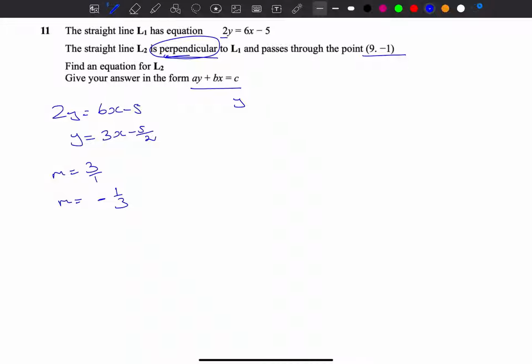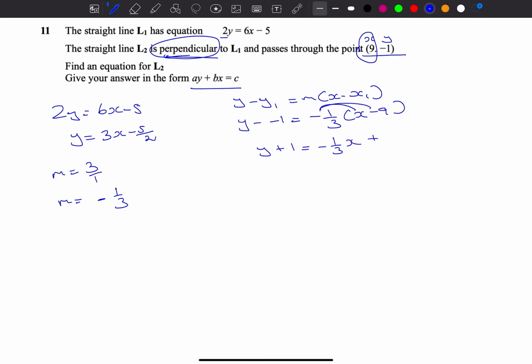What's the formula? y minus y1 equals m bracket x minus x1. This formula would be an easier one to substitute, right? y minus y1 coordinate. What is y1? This is x1 and y1. So y minus y1, so minus 1, equals m, what's the gradient? Minus 1 over 3, times x minus x1, sorry, minus 9. That will give you y add 1 equals, if you multiply it, minus 1 over 3x plus 1/3 times 9 is 3. So y equals minus 1 over 3x, 3 take away 1, which is 2.